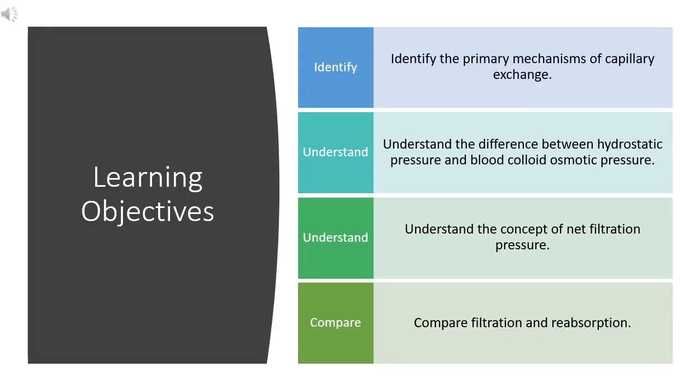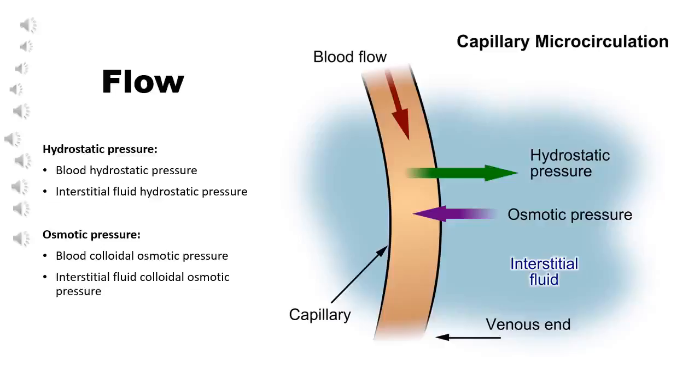Learning objectives. By the end of this lecture, you should be able to identify the primary mechanisms of capillary exchange, understand the difference between hydrostatic pressure and blood colloid osmotic pressure, understand the concept of net filtration pressure, and be able to compare and contrast filtration with reabsorption.